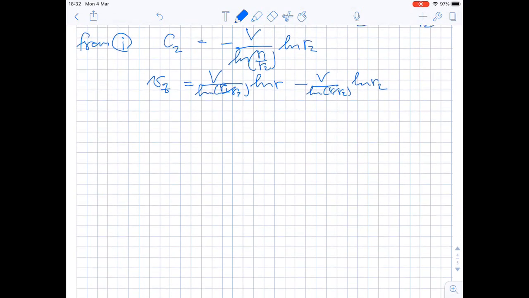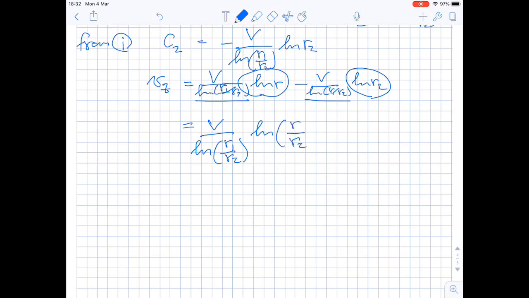The rest is basically cleaning up. We have a common term over here and over here, so take it out. Then we have logarithm of R subtracted by logarithm of R2, which can be combined into logarithm of R over R2. So that should be our velocity profile.